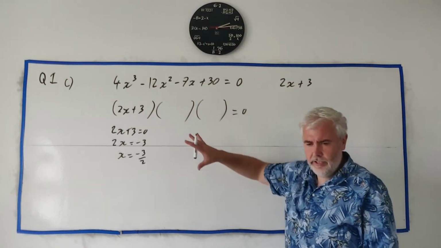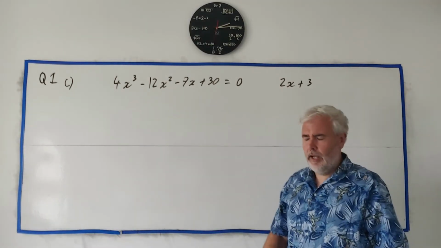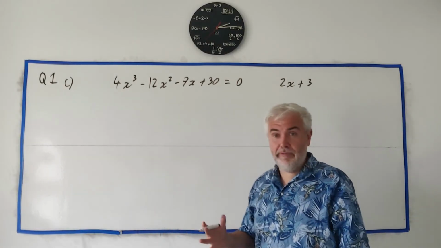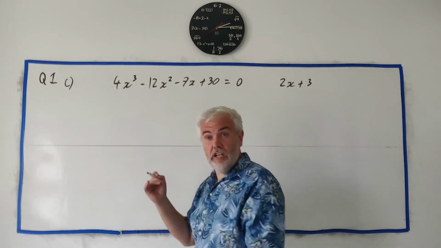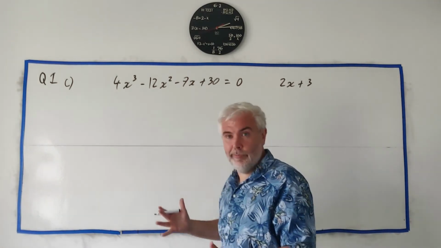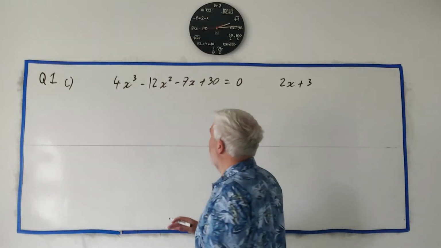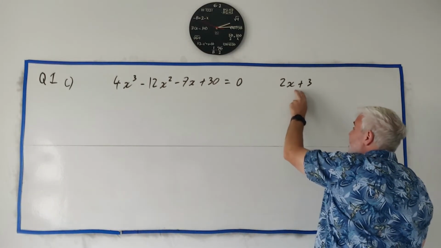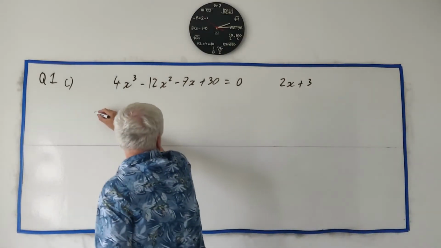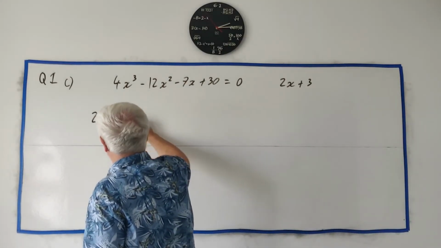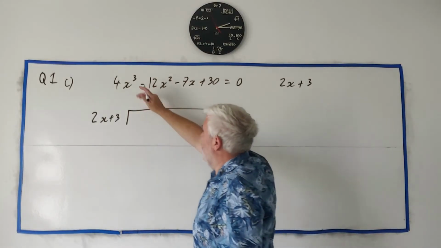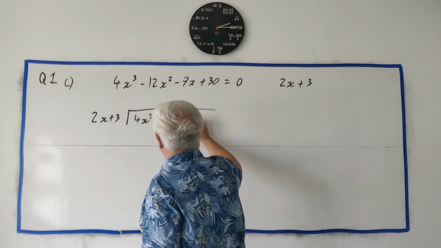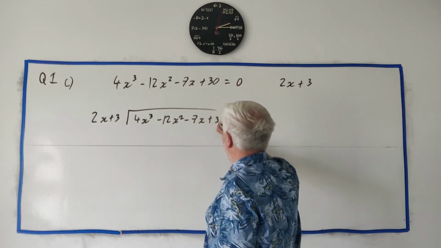Let me clean this up a bit, and then I'll show you. I might be on my own here, but the first way I'm going to show you is my favorite way. It's one of my favorite things to do in maths: long division with algebra, or algebraic long division. If this is a factor of this, that means we can divide this into this. So let's try that. 2x plus 3, we're going to divide using long division into 4x cubed minus 12x squared minus 7x plus 30.